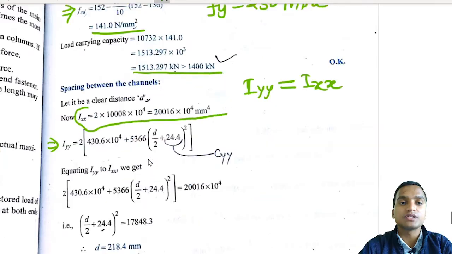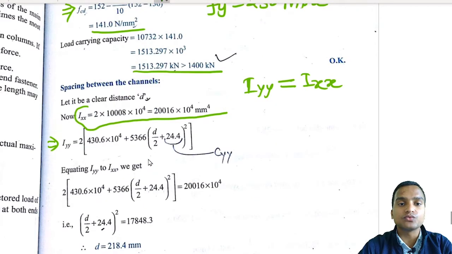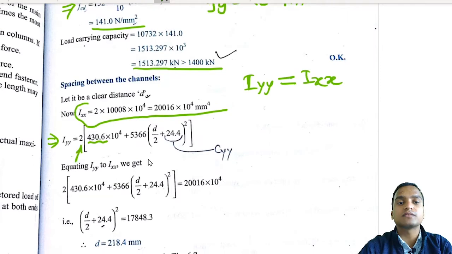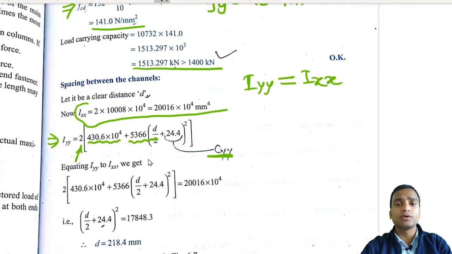IYY value is equal to 2 times. Now why is it 2? Because there are 2 channel sections. This is multiplied with IYY for the individual channel section plus area of channel section times (d by 2) squared, because one channel is at a distance of d by 2 from the centroid, plus 24.4, this is the centroidal distance. So this is very easy, and here we are just calculating IYY, and when you equate IYY and IXX, you get the value of d.